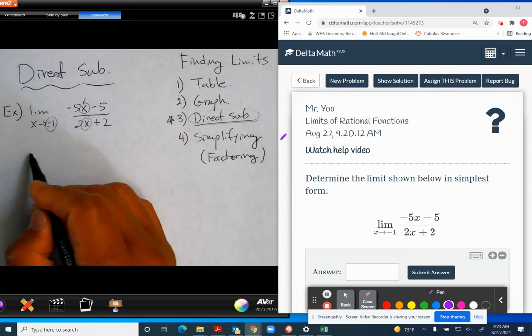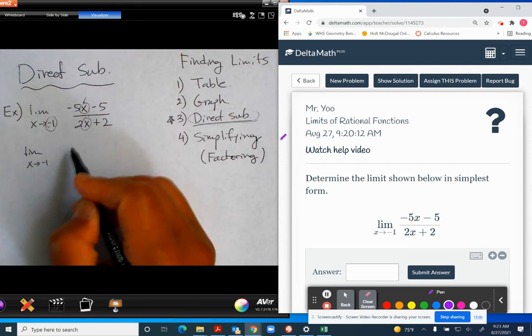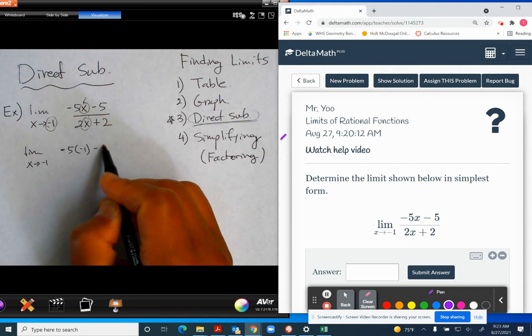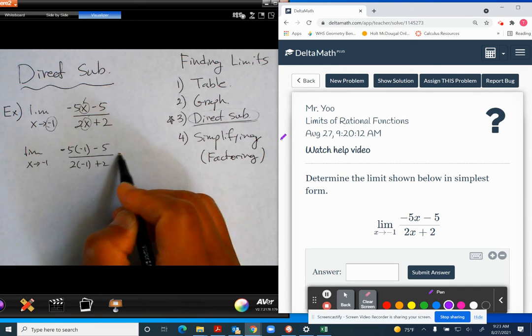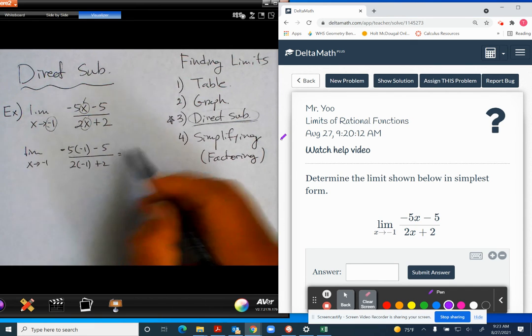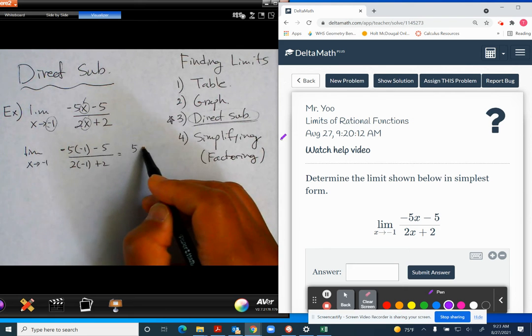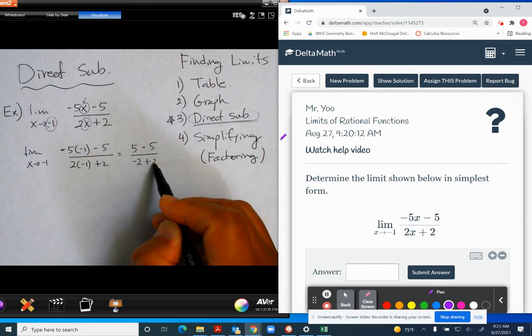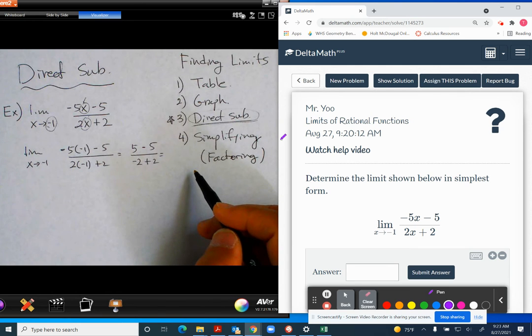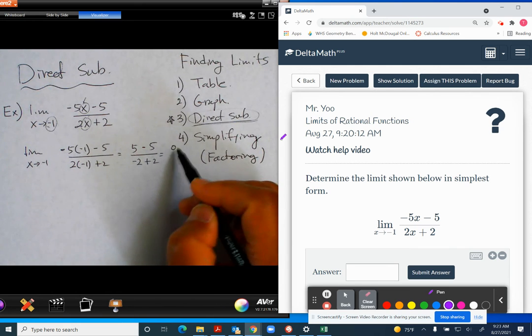So this is the limit as x is approaching -1 of -5 times -1 minus 5, over 2 times -1 plus 2. All right, let's see what happens. This is +5 minus 5 over -2 plus 2. All right, what happens? This is 0 over 0.